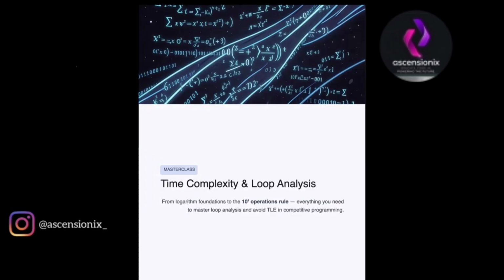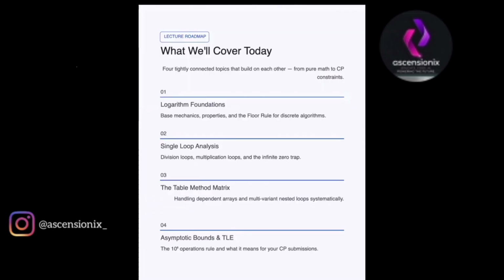Today we are going to build a solid foundation here. So let's see our roadmap for today. First we will tackle the mathematical tool that terrifies many beginners but is actually very simple, logarithm. Then we will look at how logarithms naturally show up in loops through division and multiplication operations. We will analyze a very common and dangerous programming trap, the infinite loop error. And finally, we will look at nested loops and learn how to mathematically trace them step by step, using a bulletproof tool I call the table method.